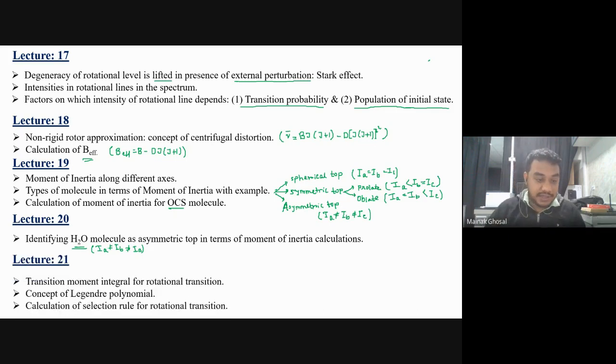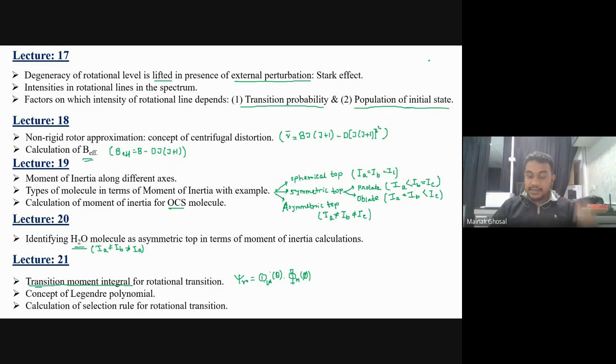Next, in the next lecture, there was a discussion on quantum mechanics: the transition moment. What should be the transition moment integral for rotational transition? It was discussed here how to write it, in polar coordinates, in terms of psi r. It was shown that psi r is a function of capital Theta, a function of l, m and theta, and capital Phi, a function of only m and of small phi.